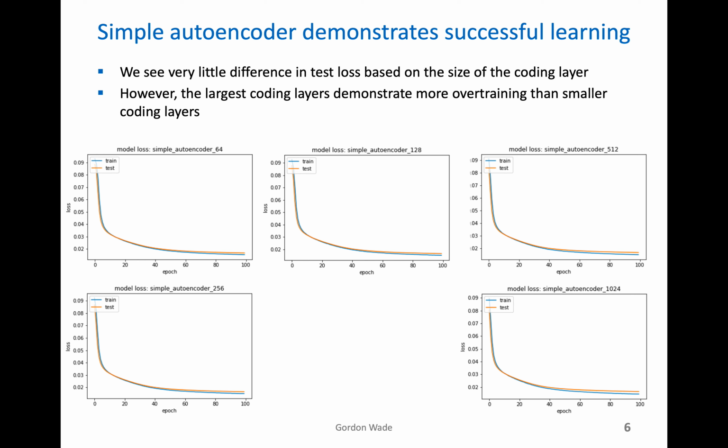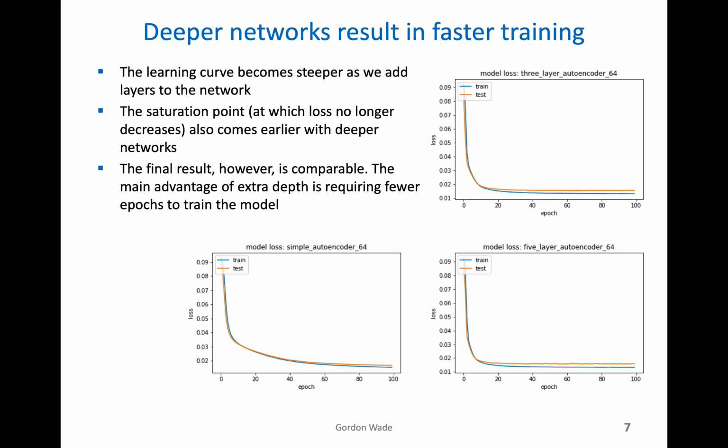To skip straight to the results, we experimented a bit with different sized coding layers, and what we saw was that we have good performance in all of them, and we don't see a lot of drastic changes based on that. We do see that deeper networks tend to train a little bit faster and tend to experience overtraining effects a little bit earlier on, but the ultimate loss that they reach is pretty similar to our simple, shallow autoencoder model.